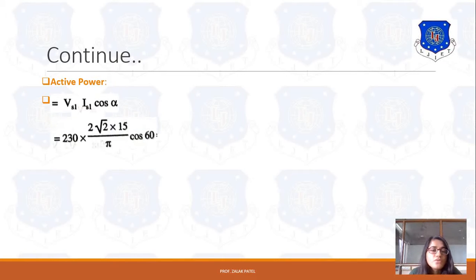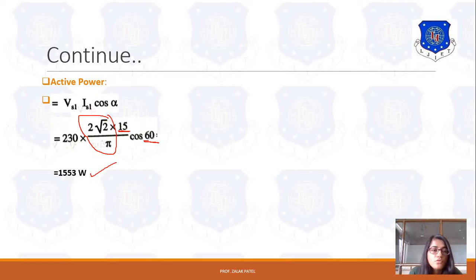Vs1, supply voltage, is 230, into supply current, which is root 2 upon pi. This is the fundamental component's value, and this is the supply current that we found in the previous slide, that is 15 ampere, into cos 60. This is the firing angle. If we simplify this, we get the answer 1553 volt. This is the value of active power.